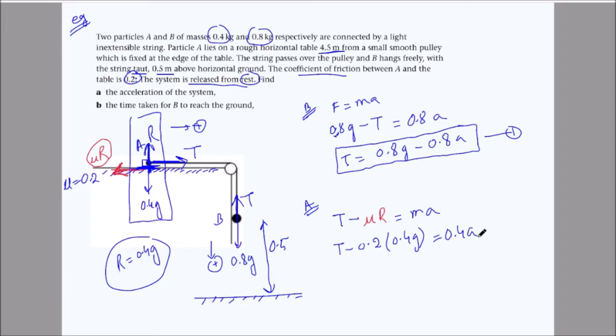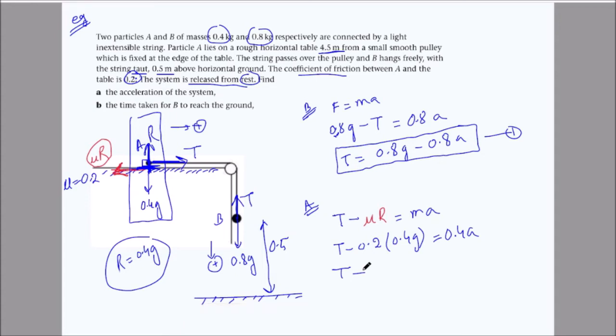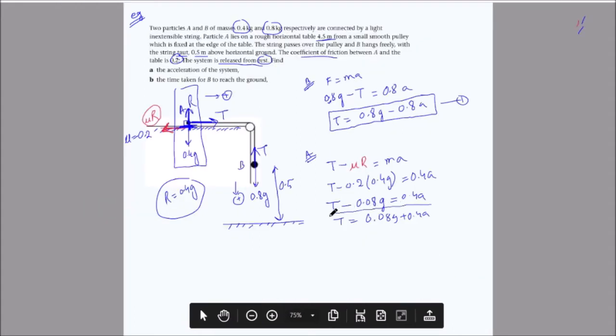I will make t the subject, but let me simplify a little bit first. So 0.4 into 0.2 will give us 0.08 g. Now I can make tension the subject from this equation. It will be 0.08 g plus 0.4 a. So this is my second equation.